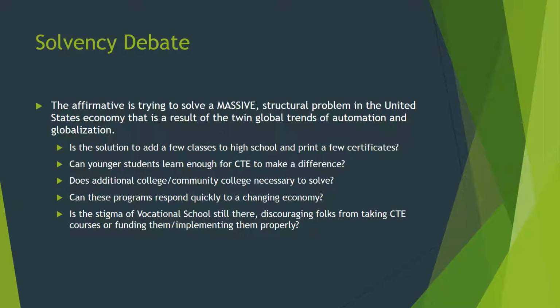The affirmative is trying to solve a massive structural problem in the U.S. economy that is the result of two twin global forces of automation and globalization. Is the solution to add a few classes in high school and to print a few more certificates? Can younger students learn enough for CTE to make a difference in the workforce? Is additional college or community college after CTE necessary to solve? Can these programs respond quickly enough to a changing economy? And is the stigma of vocational school still there, discouraging folks from taking these courses or from funding and implementing them properly?